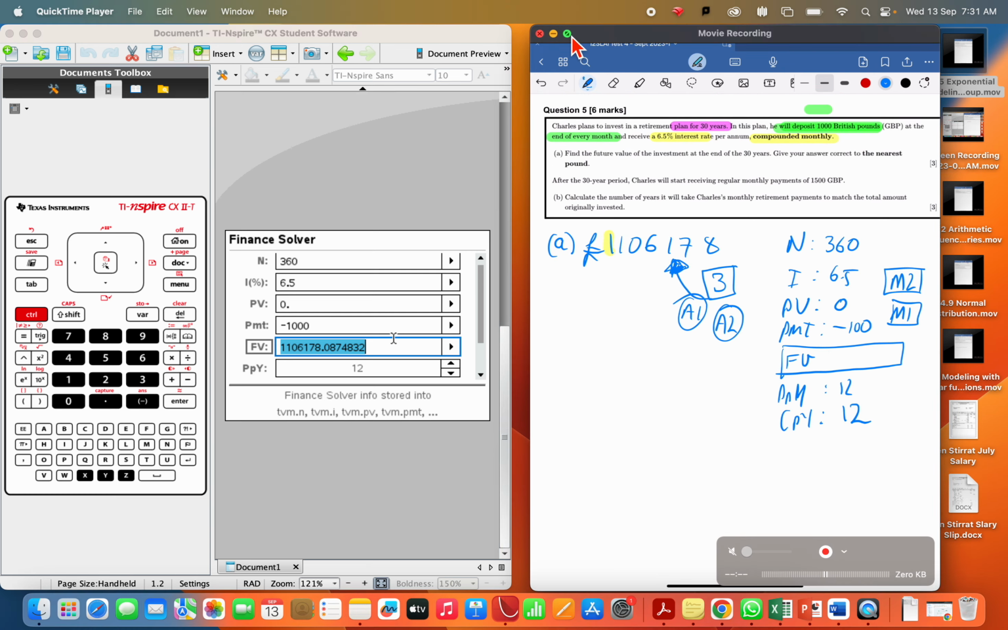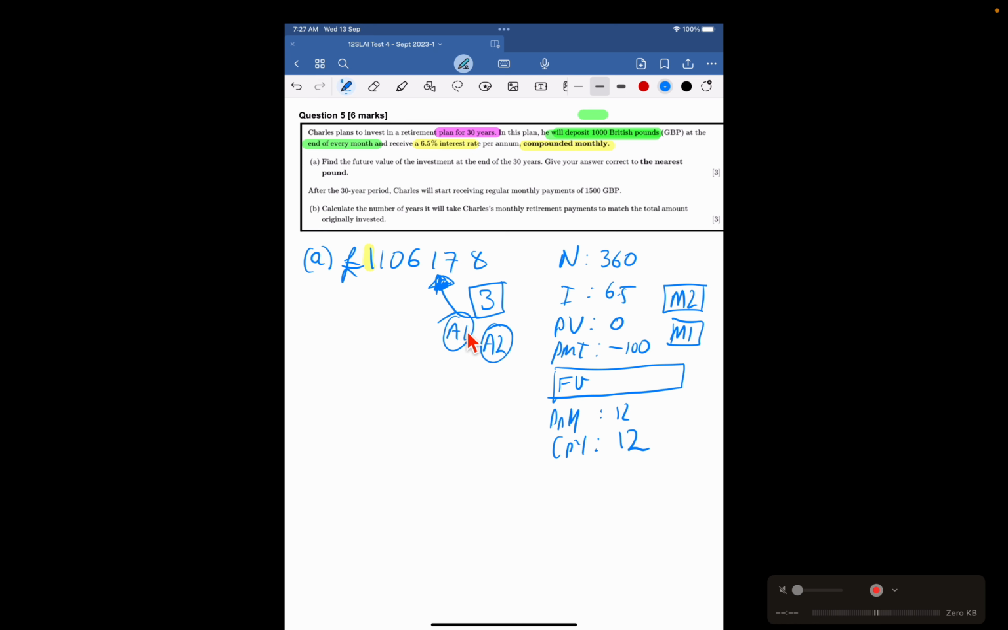Alright then, part B. Part B is a strange one. It says, after the 30-year period, Charles will start receiving regular monthly payments of 1,500. Okay, so 1,500 times the number of months. That's how much this guy Charles is going to receive. I'm going to calculate the number of years it will take Charles's monthly retirement payments, so we're interested in this amount here, to match the total amount originally invested. That's a bit of a weird one, isn't it?